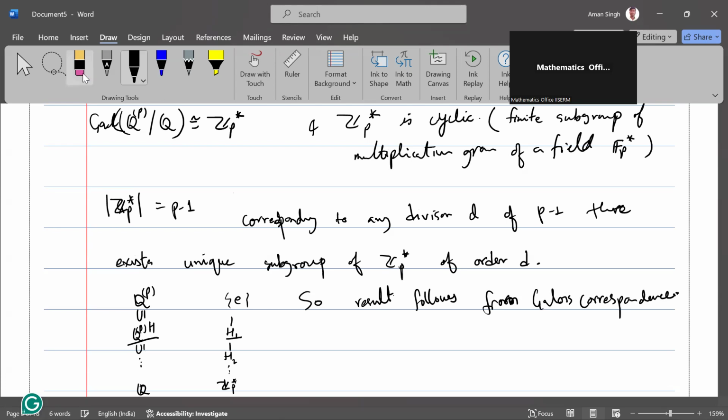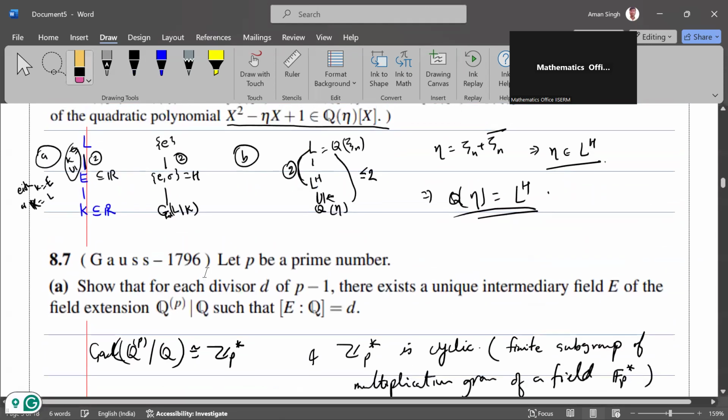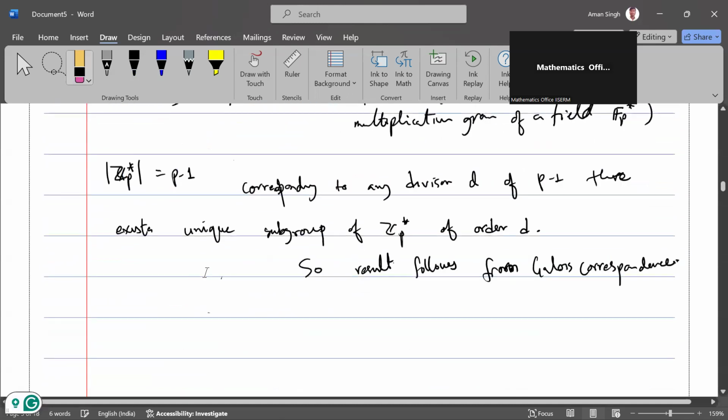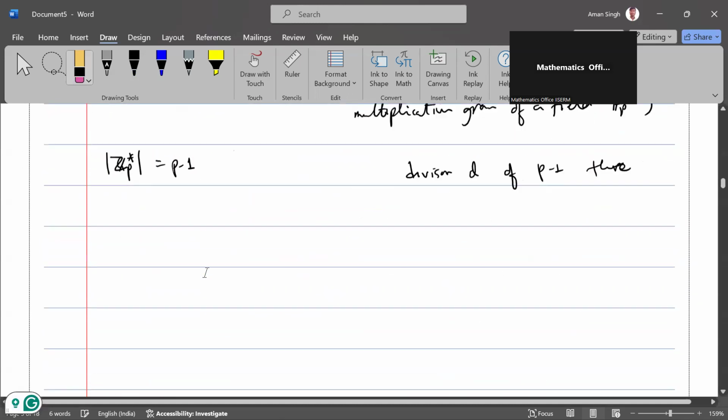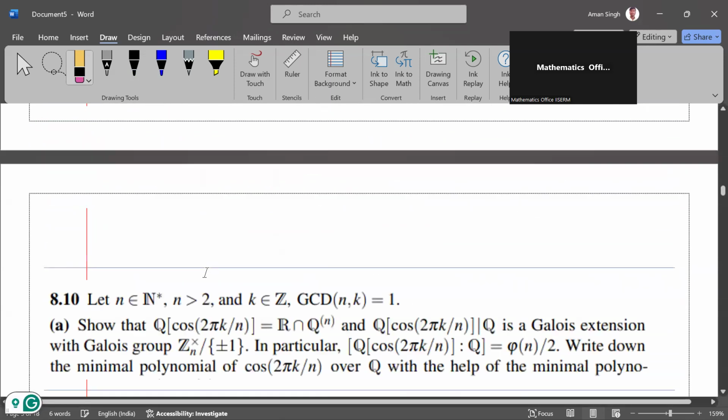Okay, so let's see if there is anything left. Yeah, so follow the hints. Almost all of them are given in the solution.